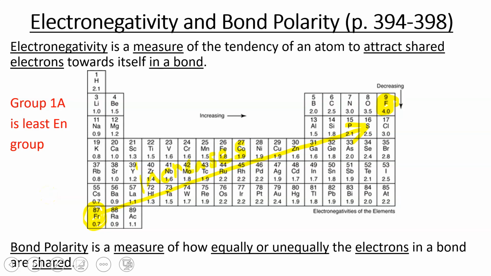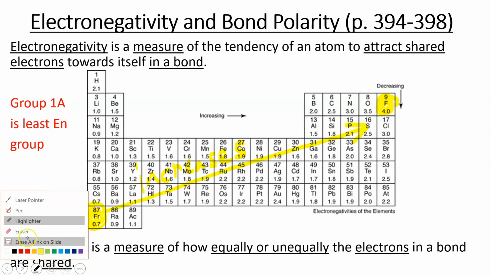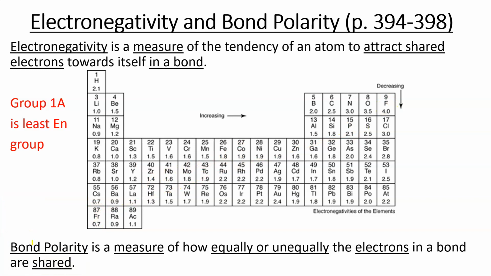If you wanted to draw that on your periodic table, I'm going to go ahead and clear the ink on this slide. And then group 7A is the most electronegative group.